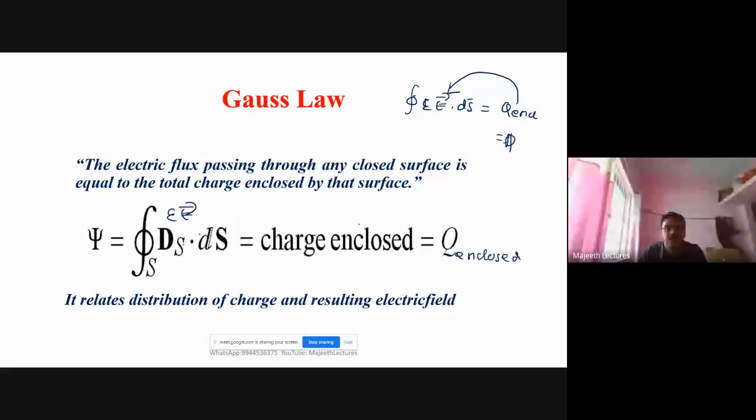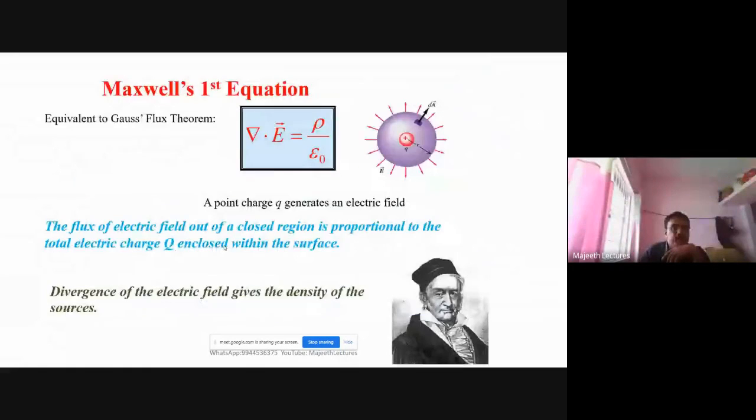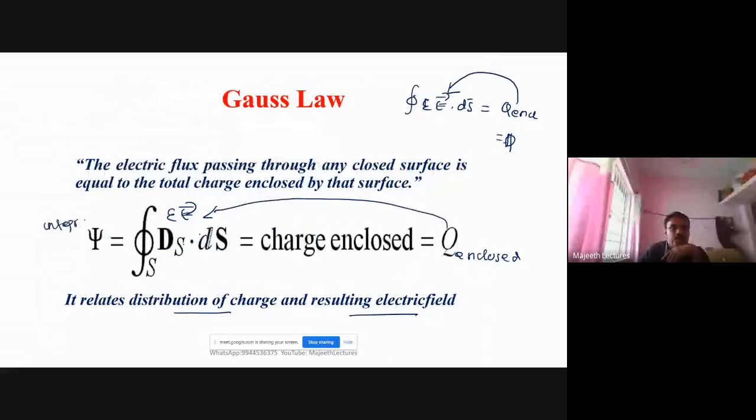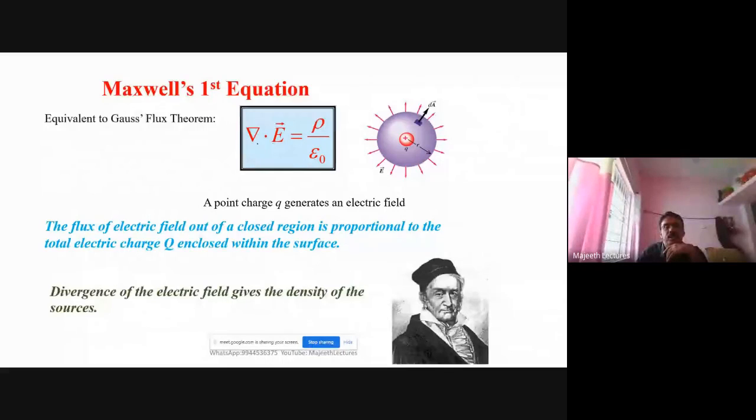So it relates charge distribution and the resulting electric field. This is charge, this is electric field. So the enclosed charge will create the resulting electric field. That's what Gauss law says. Charge creates electric field, that's what I told in electrostatics. So charge is a source of electric field. That is proved by Gauss law. This is the integral form. And this is the differential form because you see del dot. Del came, so it is differential form. Both are telling the same thing.